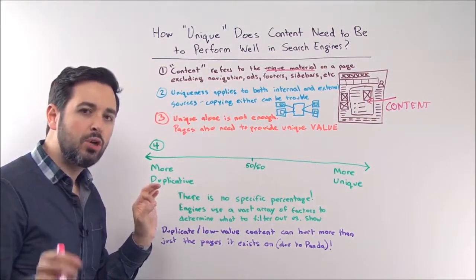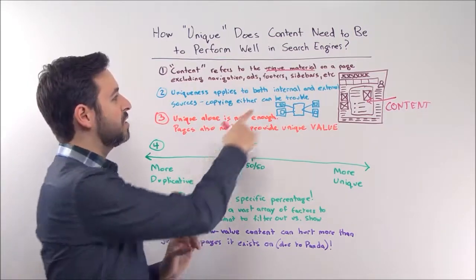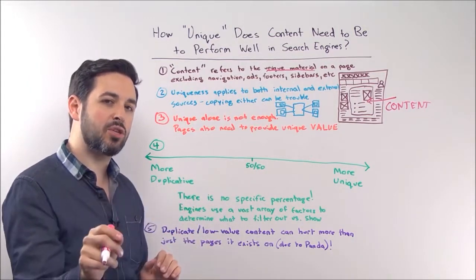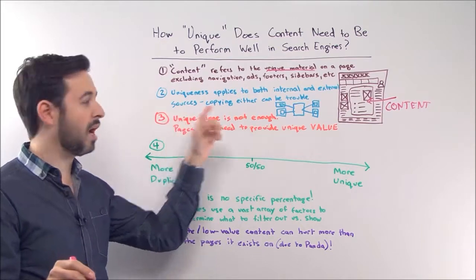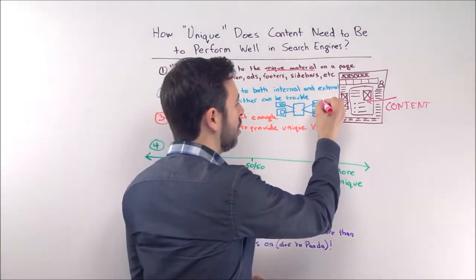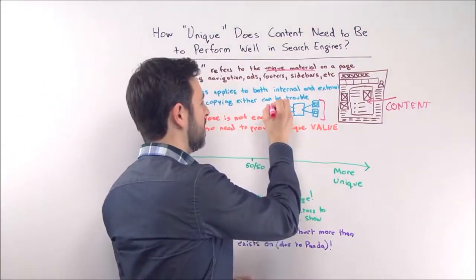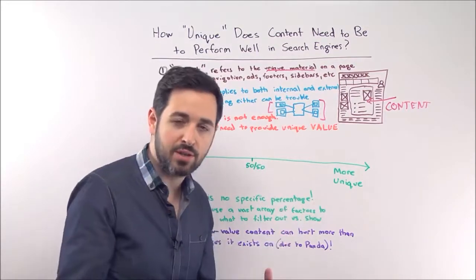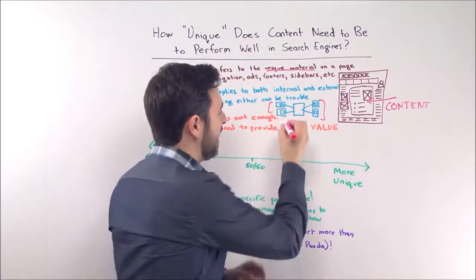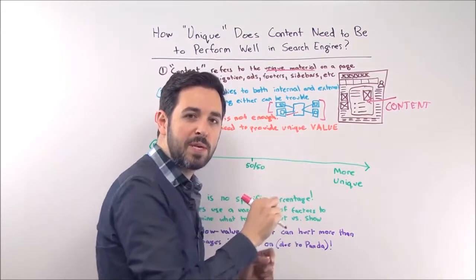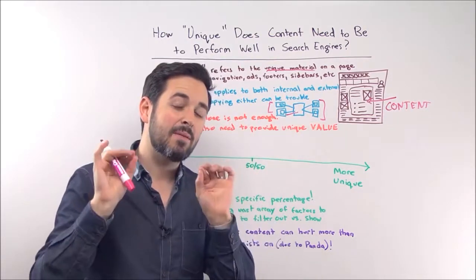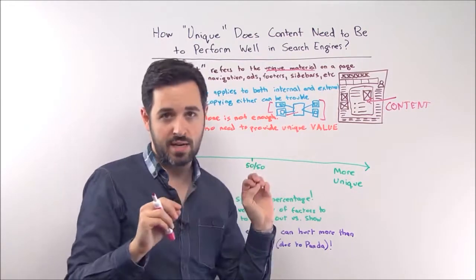Number 2, uniqueness applies to both internal and external sources. So copying either one can be trouble. So it could be that these are other pages on your site, and these are other pages somewhere else on the web where this content exists, and you're taking from those and putting those pieces on your site. That can be a problem in either of those cases.